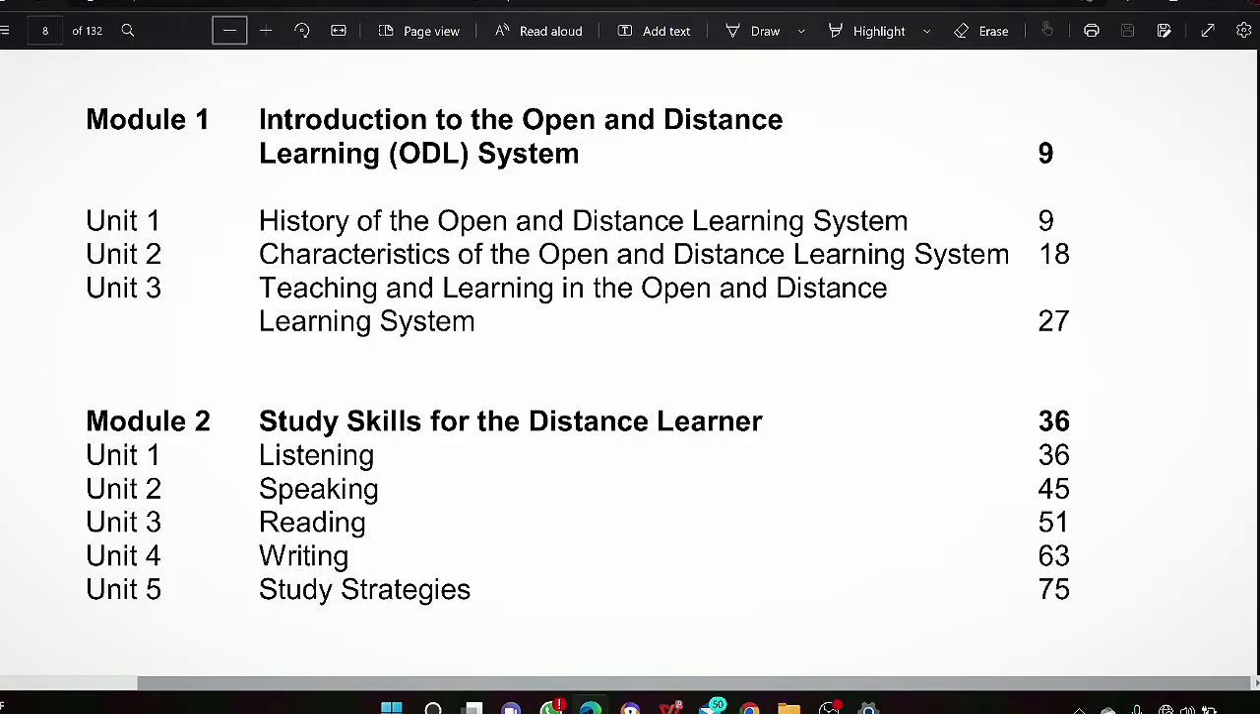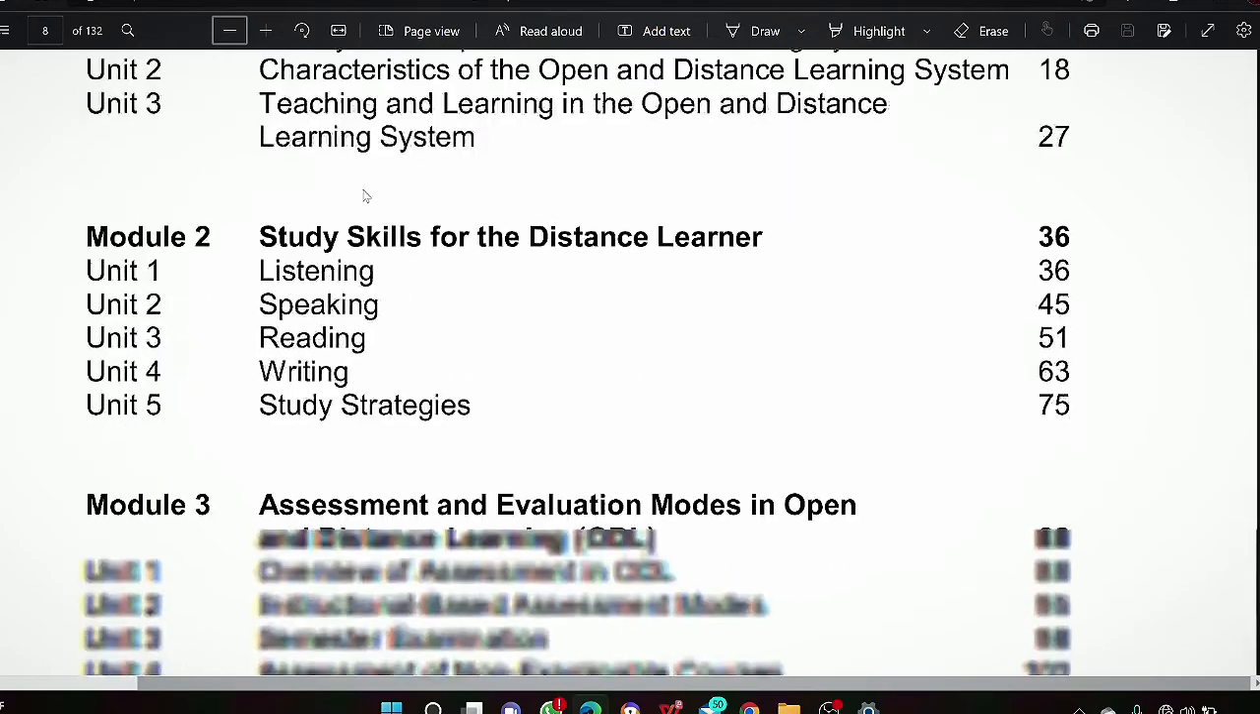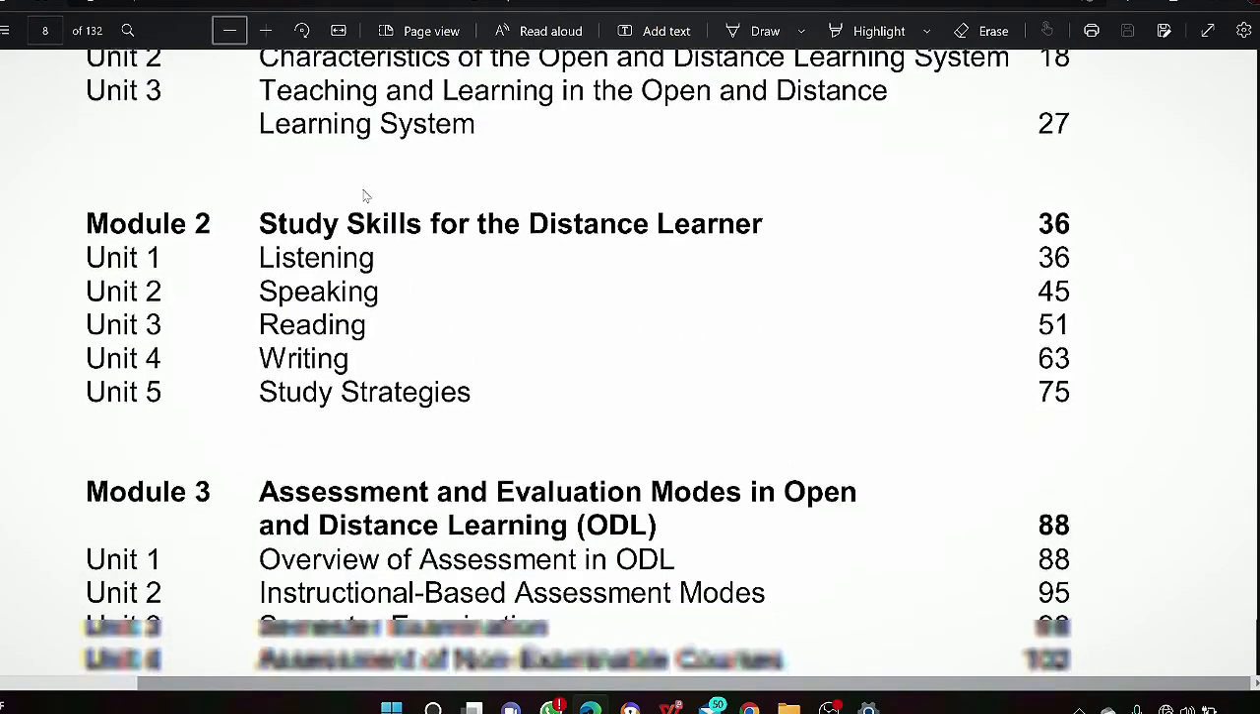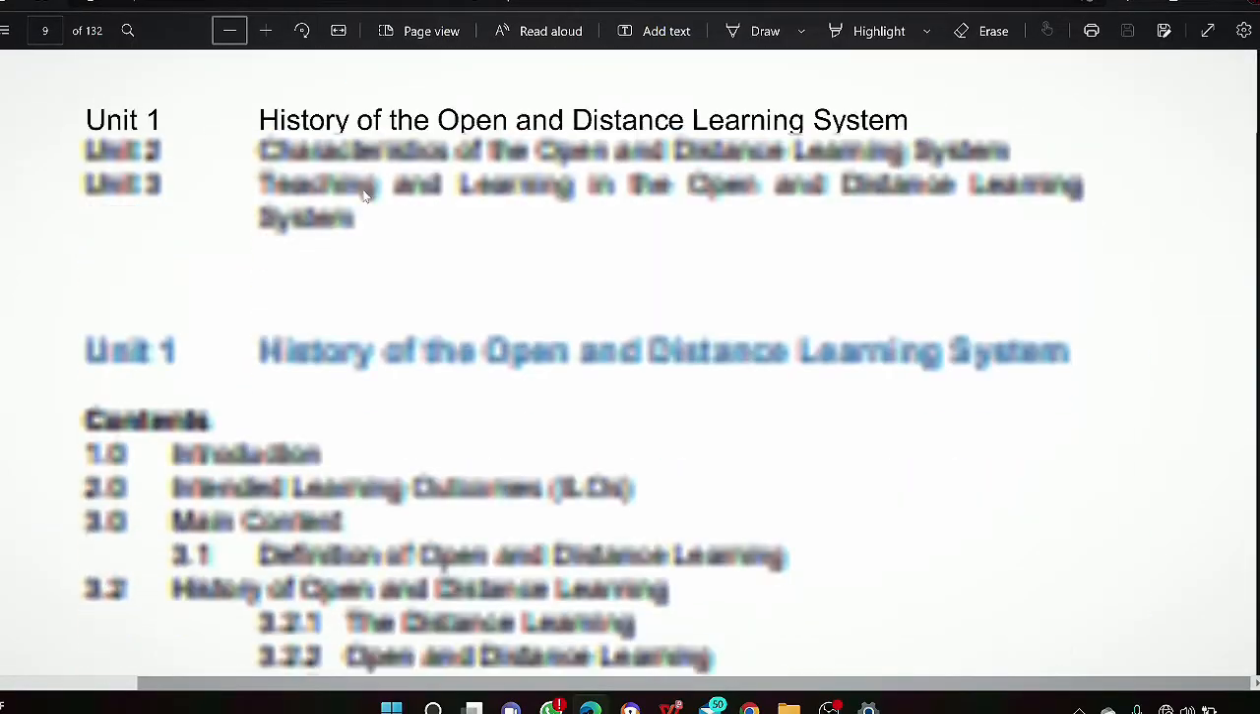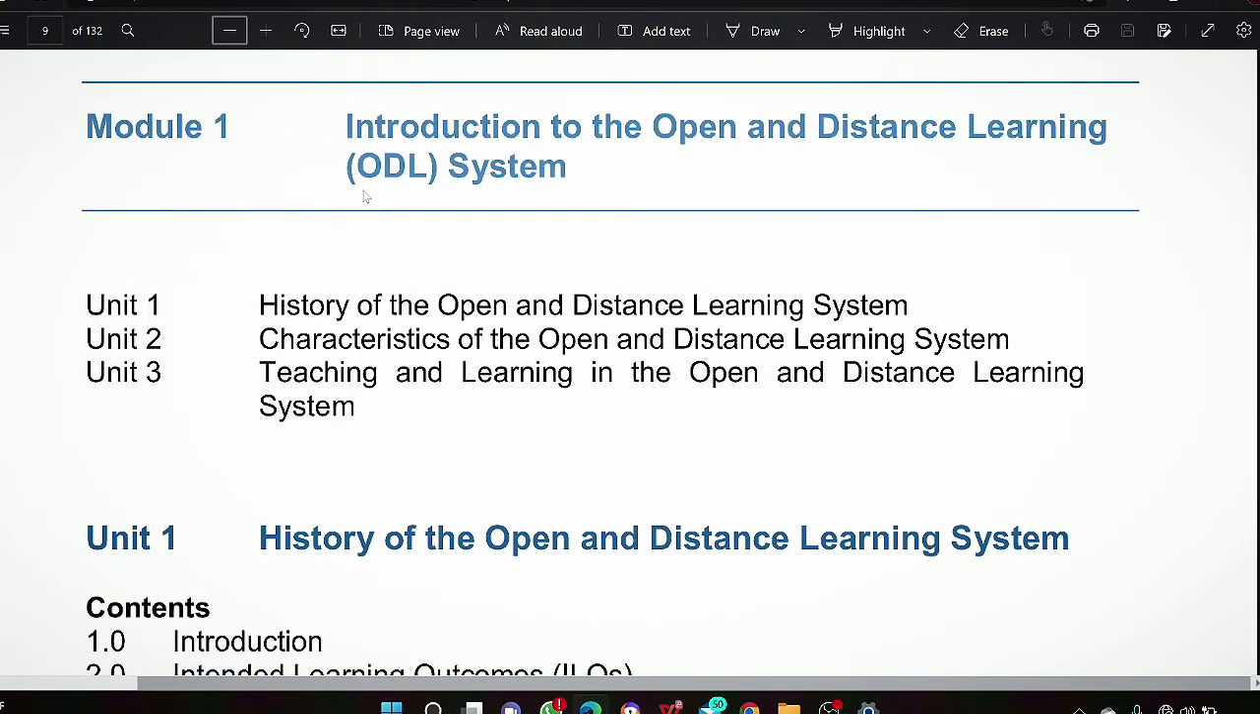So we have Module 1, Introduction to the Open and Distant Learning (ODL) system. Open and Distant Learning, the abbreviated version of that is ODL. Now we have Module 2, Module 3, Module 4. This course has about 4 modules.